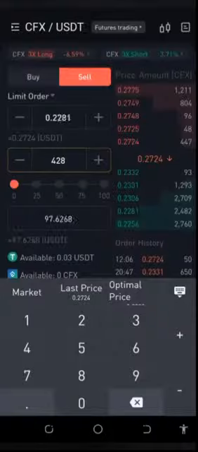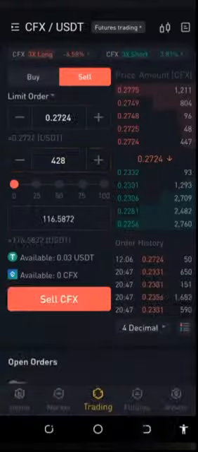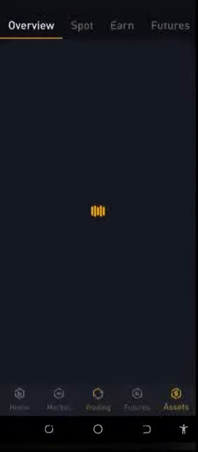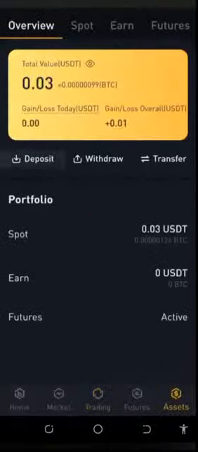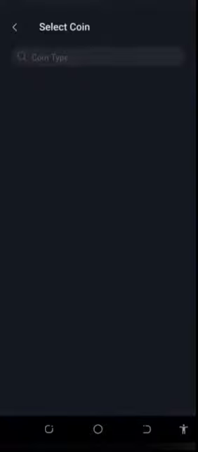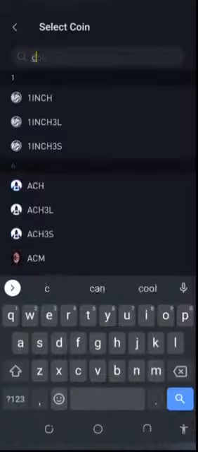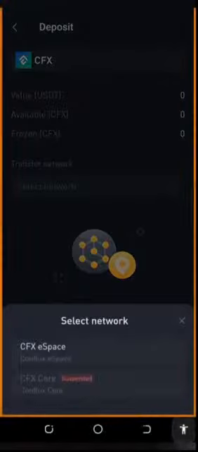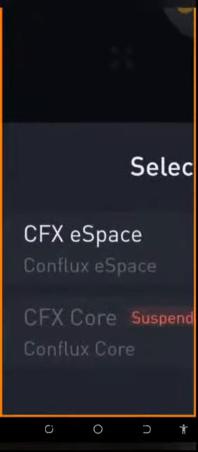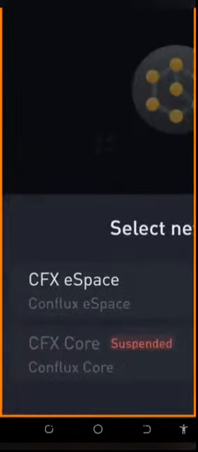So now, since we're here on BuyTrue, let us check the deposit network. Let's see what it is to deposit, what's it called again? CFX. Yes, CFX. All right, so I'm just going to click on that. Okay, what are we seeing here? We're seeing Conflux eSpace. We're seeing Conflux Core. Conflux Core is suspended while Conflux eSpace is available.